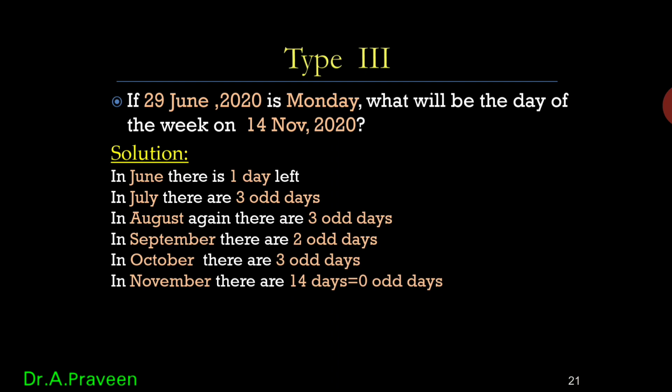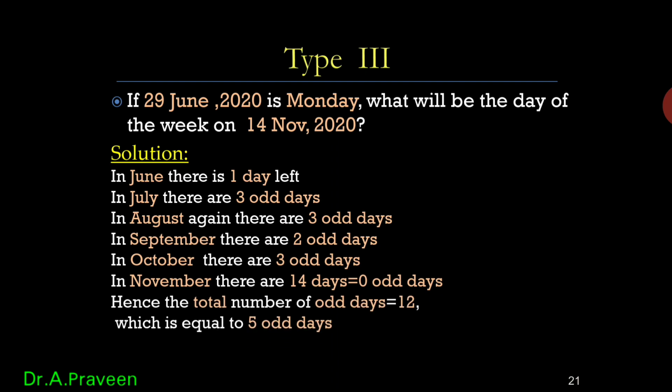So here what we have done so far is we have written the number of odd days in each month starting from the 30th of June till 14th November. Now we shall find the total number of odd days. 1 plus 3 is 4, 4 plus 3 is 7, 7 plus 2 is 9, 9 plus 3 is 12. So the total number of odd days is 12. Again when you divide 12 by 7, the remainder is 5. So 12 days is equivalent to 5 days. And the answer is 5 days after Monday.